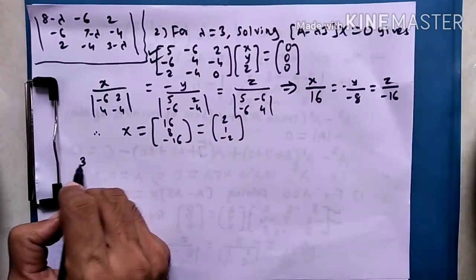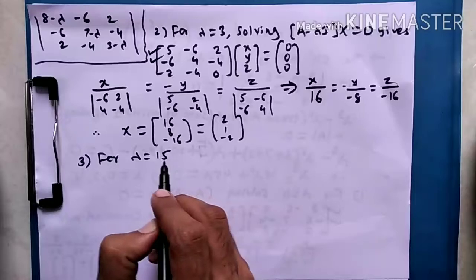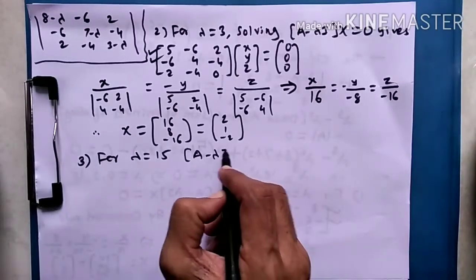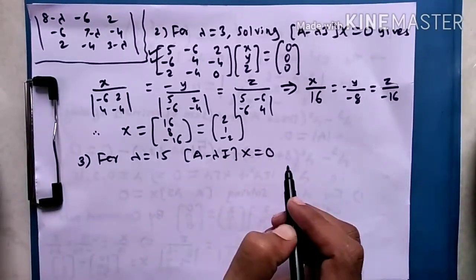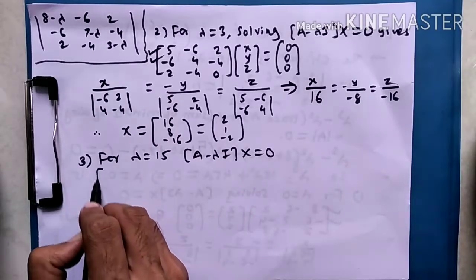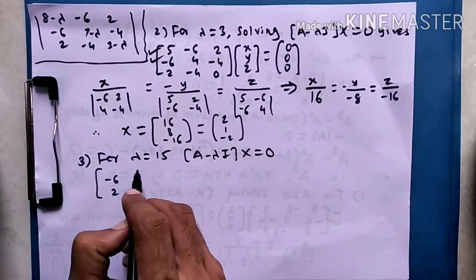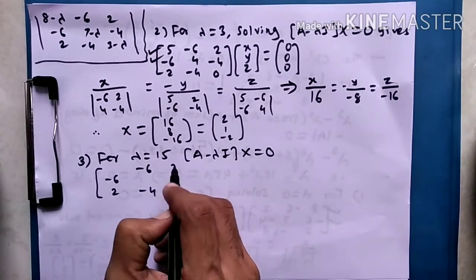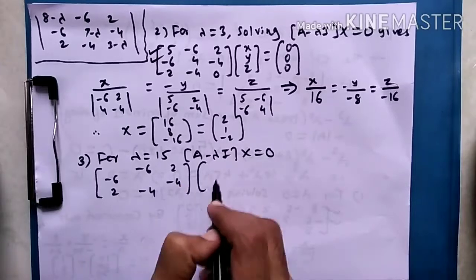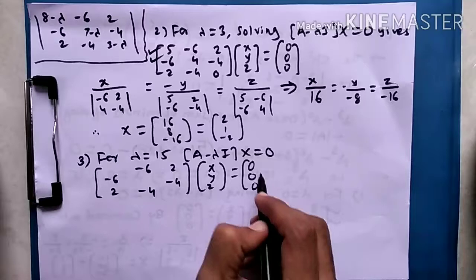So again repeating the same procedure for the last eigenvalue, lambda equal to 15. Solving the same thing, A minus lambda into X equal to 0. So now substituting lambda equal to 15 here. So let me write that matrix. No change in the non-diagonal elements, so we can write them as they are. Capital X can be written as x, y, z, and the RHS will be a null column vector.